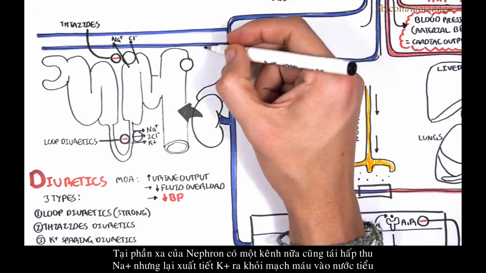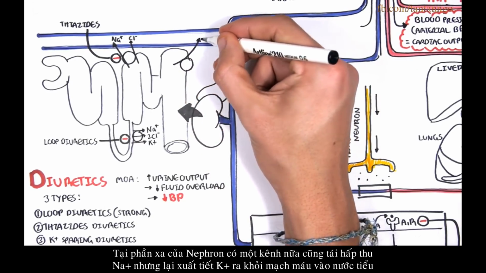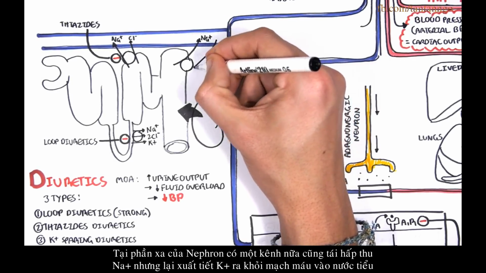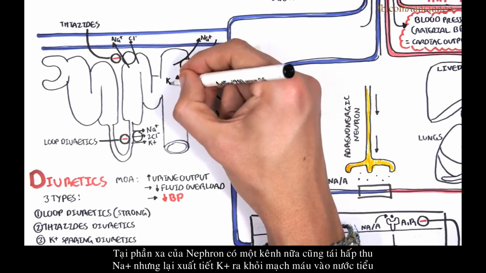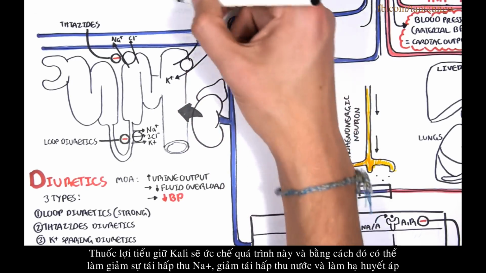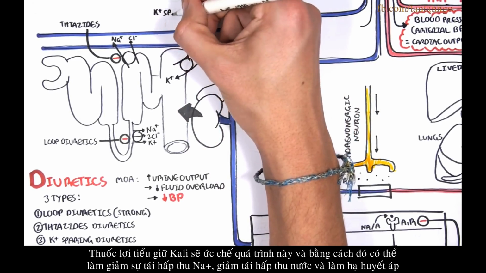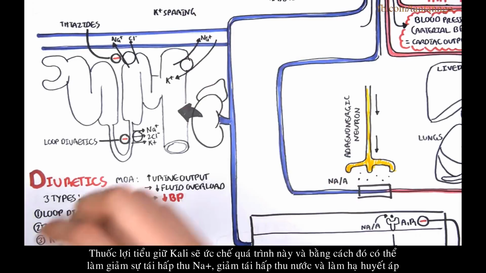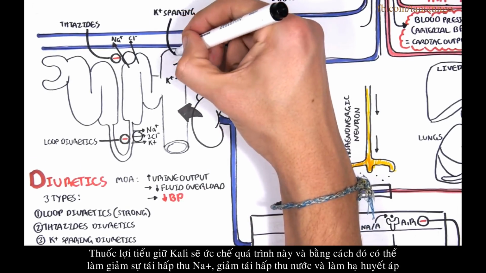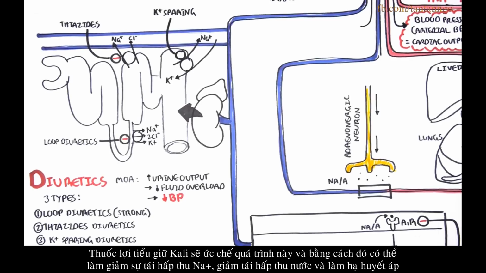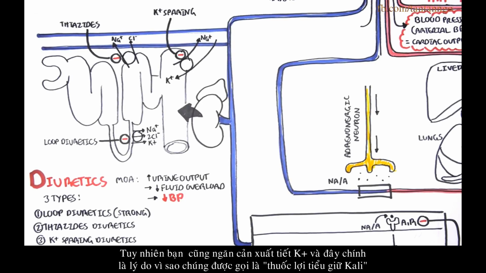In the distal part of the nephron, there's also this other transporter, an exchanger, which reabsorbs sodium but secretes potassium. And potassium-sparing diuretics inhibit this transporter. And by inhibiting this transporter, you actually decrease the reabsorption of sodium, which means you decrease the reabsorption of water, which subsequently decreases blood pressure. But you also prevent the secretion of potassium. And this is why it is called a potassium-sparing diuretic, because you're sparing potassium.